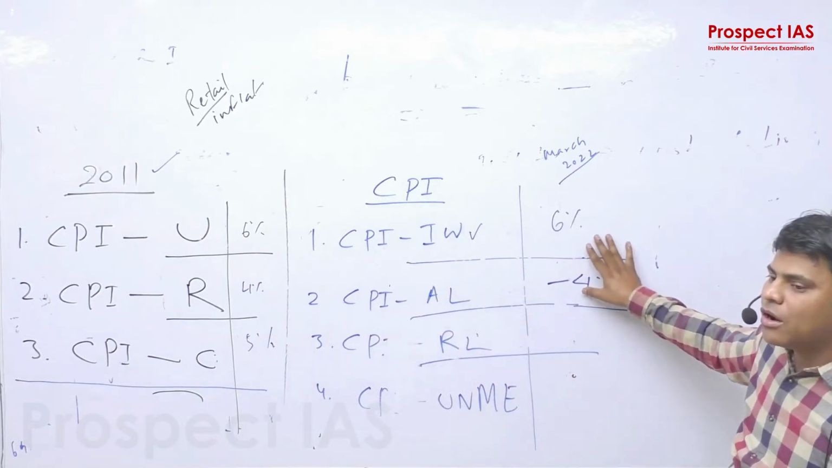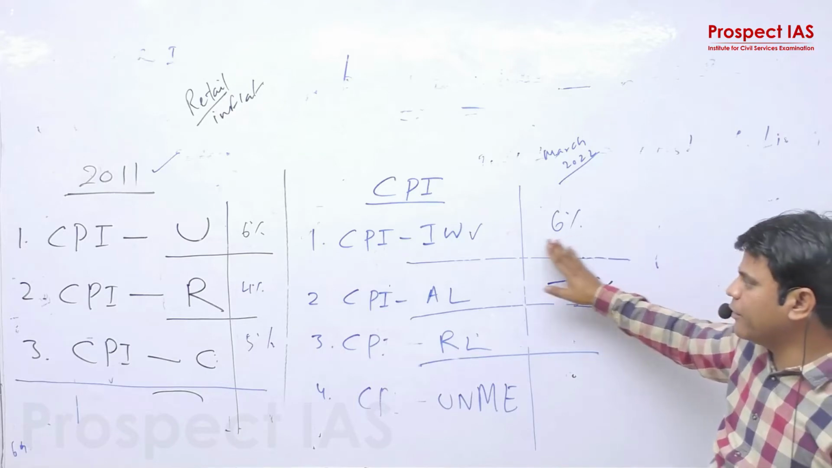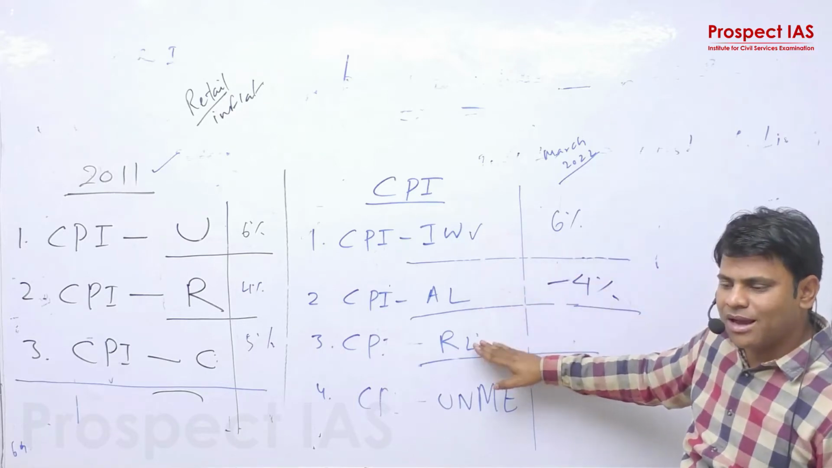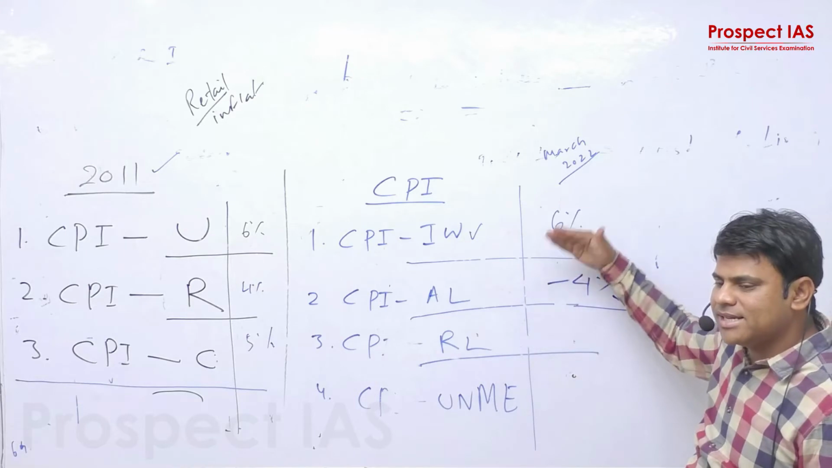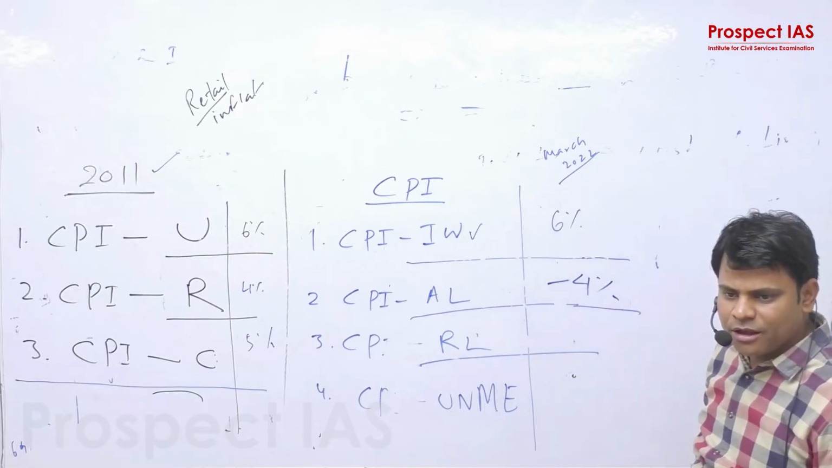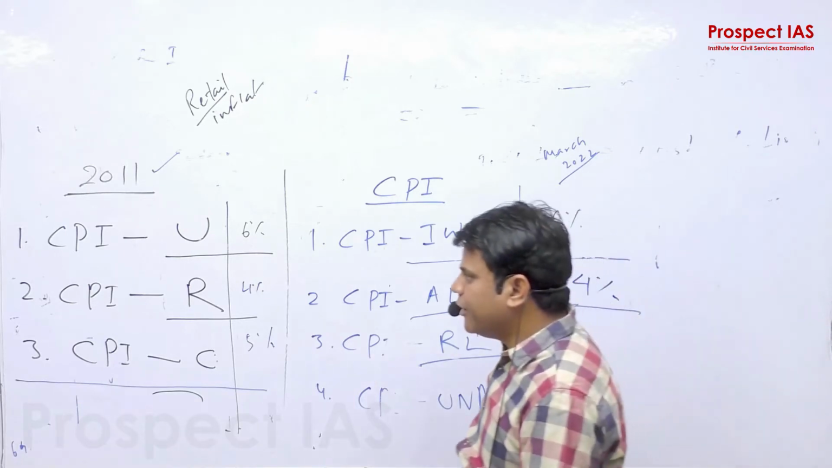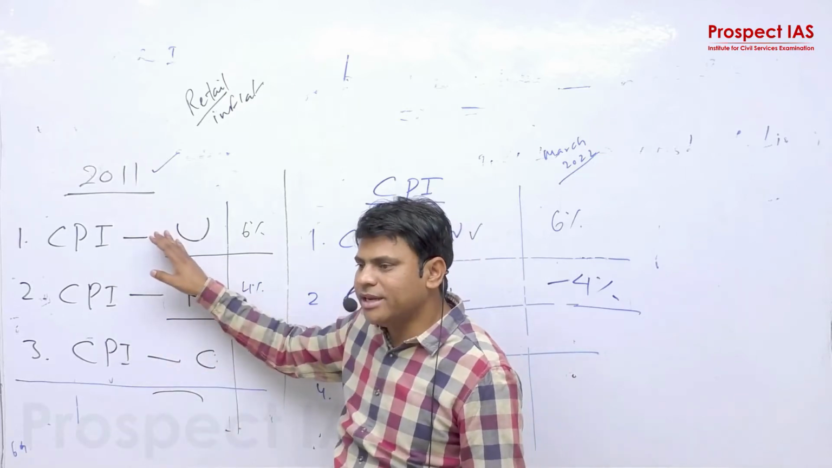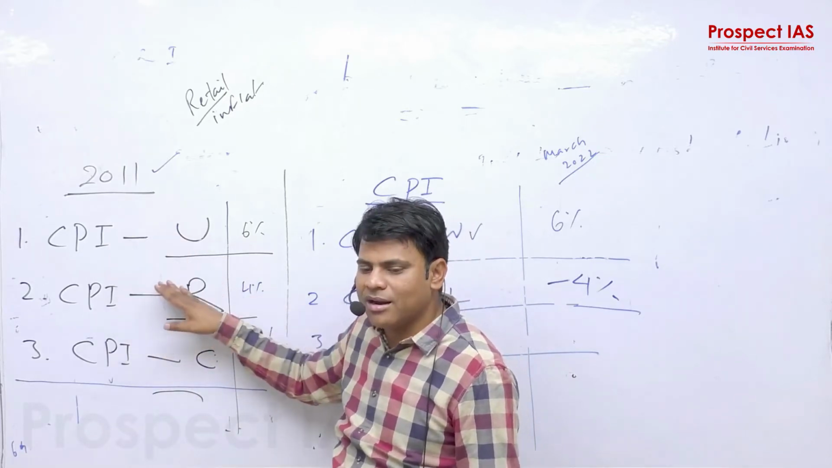This reflects the cost of living or increase in cost of living of different groups of workers, and on this basis we revise their salary or wages, right? And for the sake of calculation of retail inflation, we are using these three variants: CPI-U, CPI-R, and CPI-C.